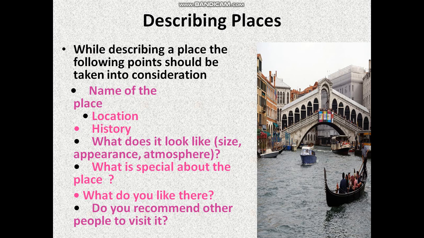And while we are describing places, we should obviously tell the name of the place, location, any history behind the place, how it looks, and what is special about the place, maybe about the eateries, the scenic beauty, the culture, and why you like being there, which season is the best to visit that place, and whether you want to recommend people to go and visit there, and why.